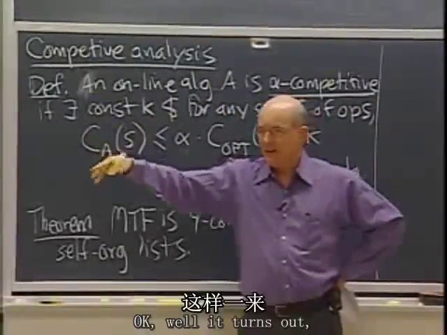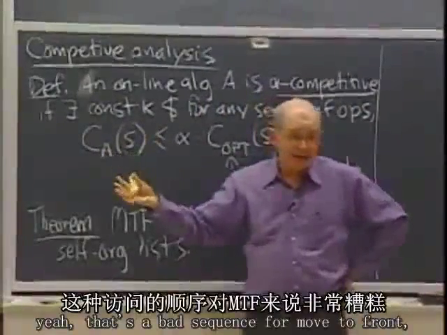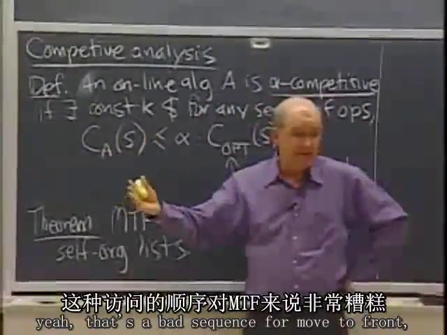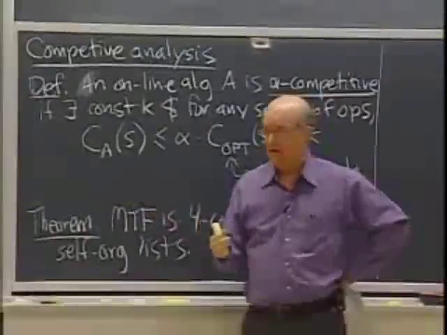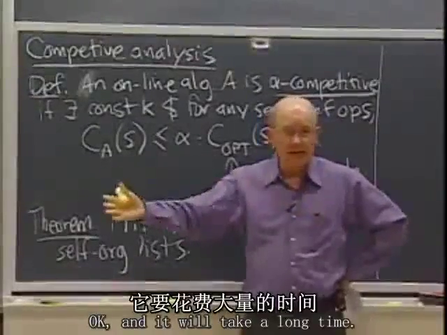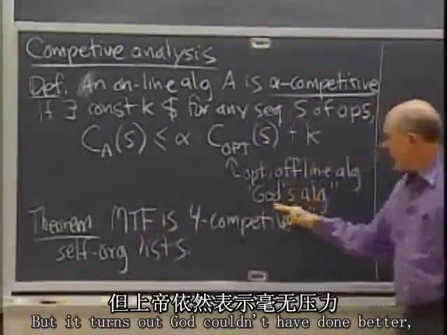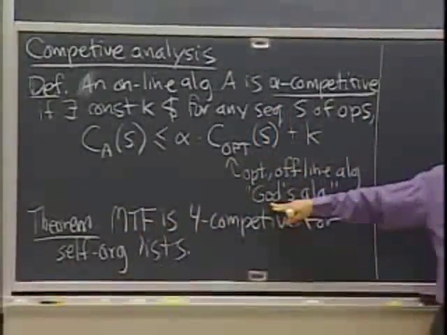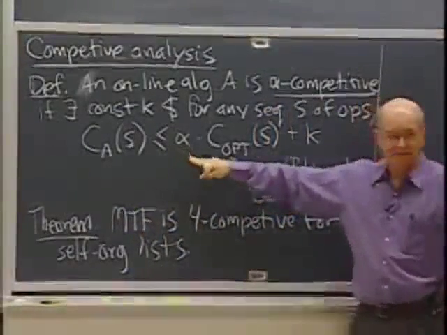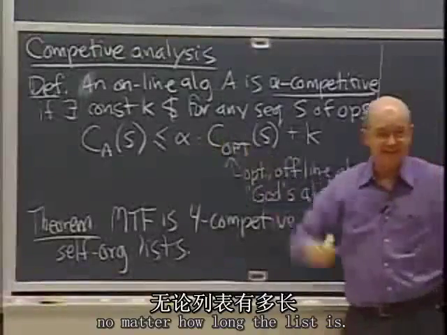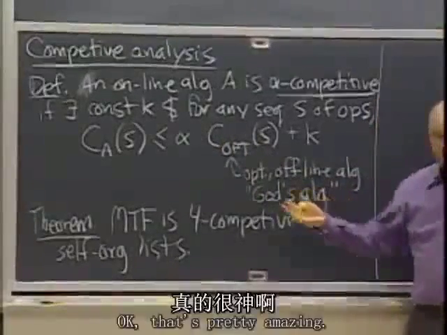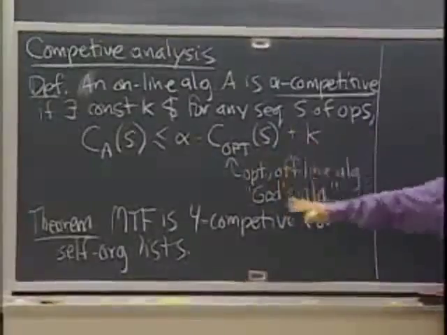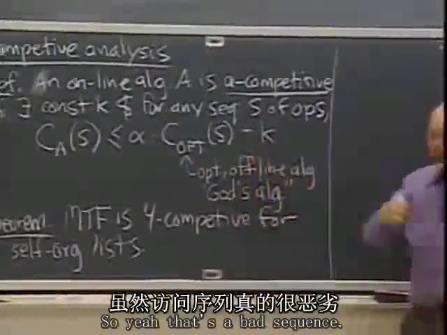Okay? Well, it turns out that, yeah, that's a bad sequence for move to front. Okay? And it will take a long time, but it turns out God couldn't have done better. Okay? By more than a factor of 4, no matter how long the list is. Okay? That's pretty amazing. Okay? So yeah, that's a bad sequence.